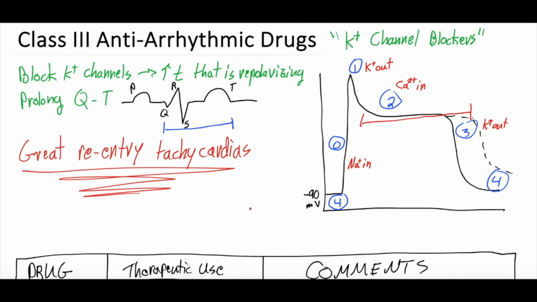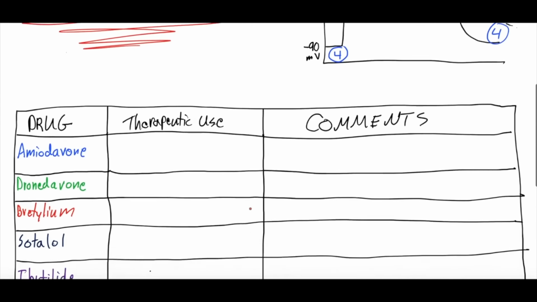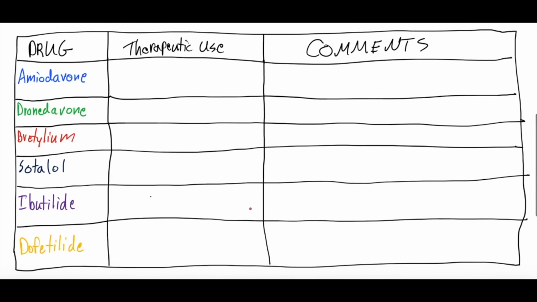All right, so that's the mechanism. Now let's talk about the different drugs. I set up a little table down here to do so because many of them are kind of multifactorial. So the first one's amiodarone. This is probably the most common one, and its therapeutic uses, primarily we see this for ventricular tachycardia, ventricular fibrillation you can give it, and then atrial fibrillation and atrial flutter. Right? Because all these are tachycardias where there's lots of reentry.